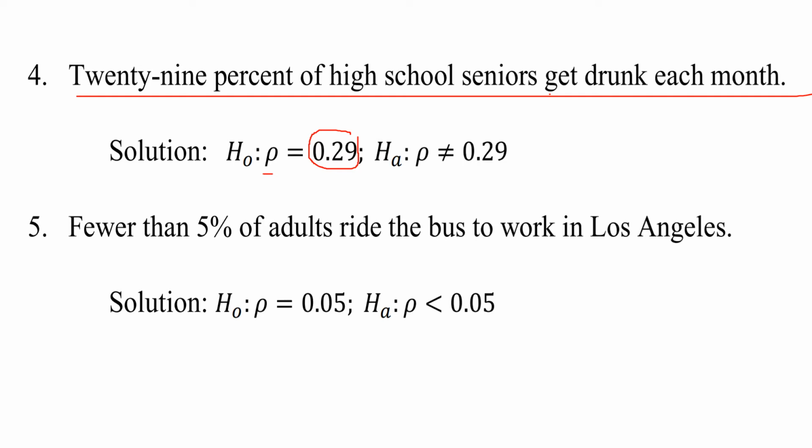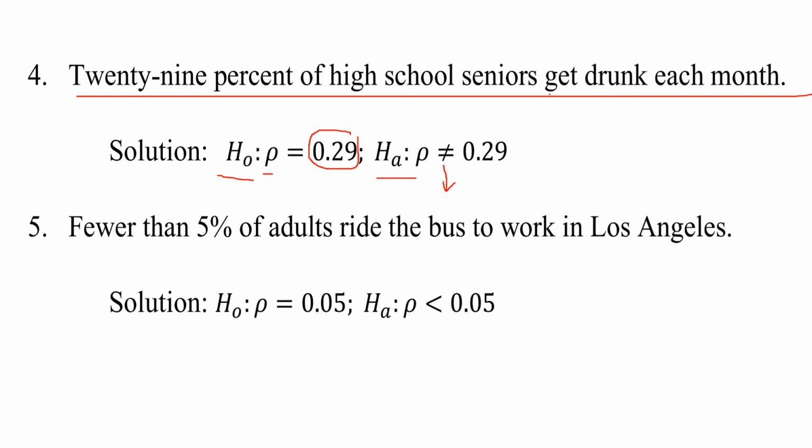Then we simply use the symbol not equal to, because we really don't know if your population proportion will fall before 0.29 or after 0.29, because there are no keywords in your statement number 4. For us to oppose this null hypothesis, your alternative hypothesis now is your population proportion is not equal to 0.29.